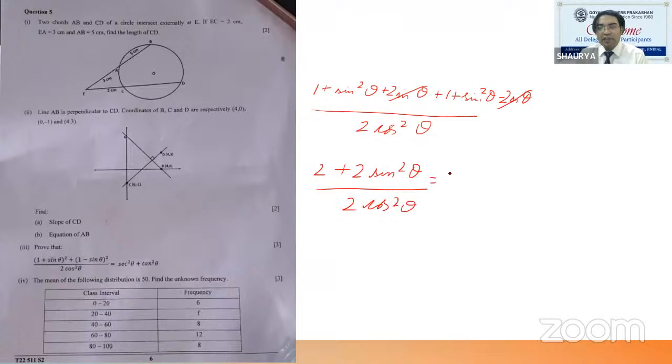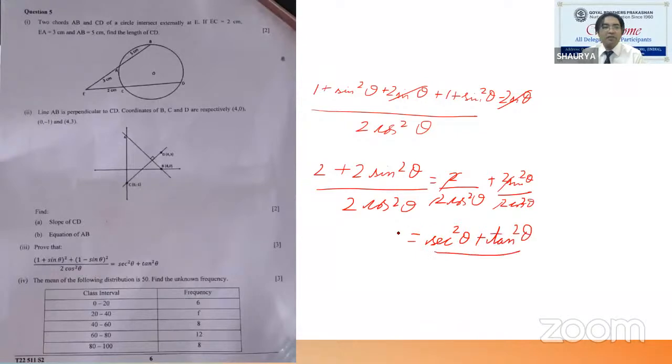We can take 2 common. So the first term we can write as 2 upon 2 cos square theta plus 2 sin square theta by 2 cos square theta. So all the 2's get cancelled. 1 upon cos square theta comes as sec square theta, and sin upon cos is again tan square theta. Thus, truth. Simple question, right?